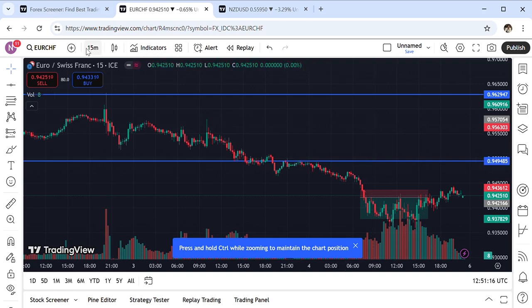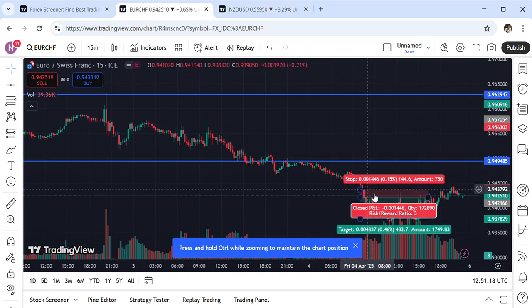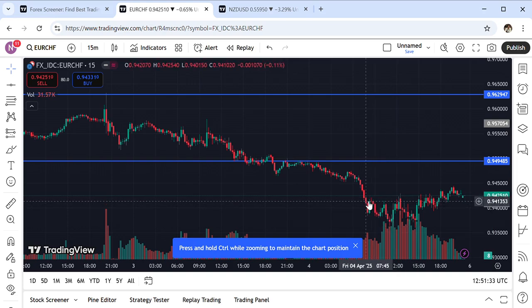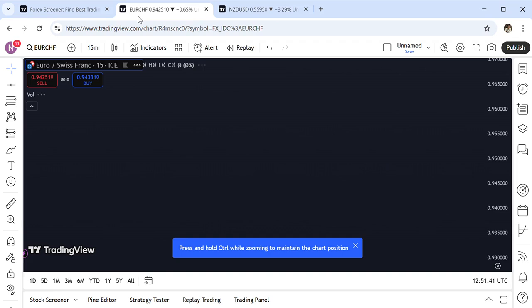You can see I kept it on 15 minutes and I just took a very small thing here. Price came down, went up, came down, went up again before it took my 1:3, and I left that market. You can see I left the market before anything happens. Okay, so that was how I took my trade on my Euro Swiss francs.